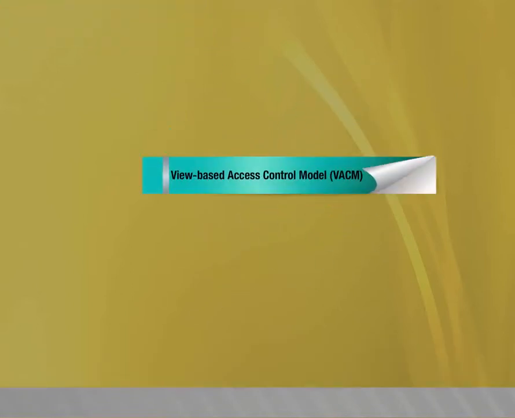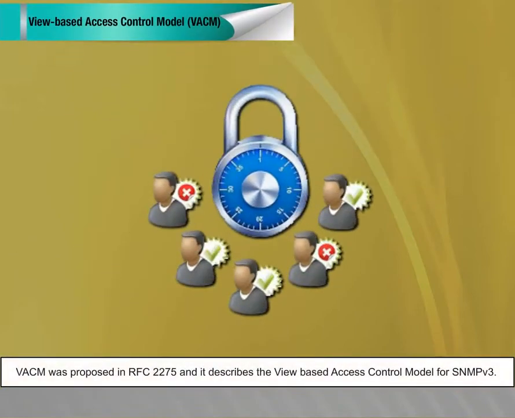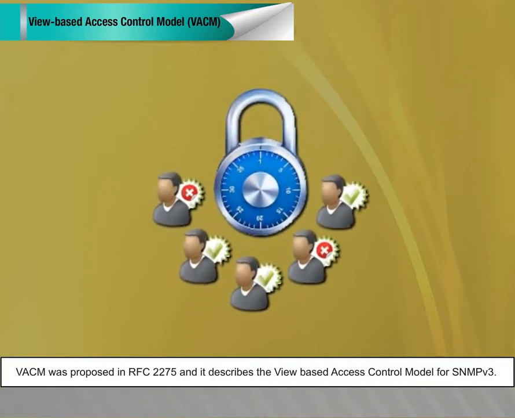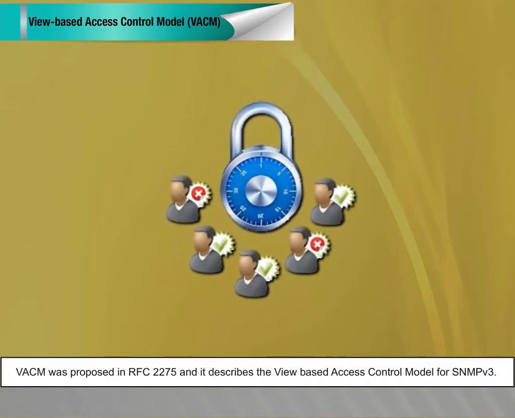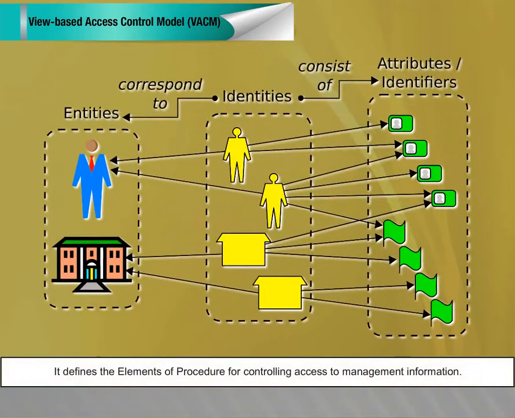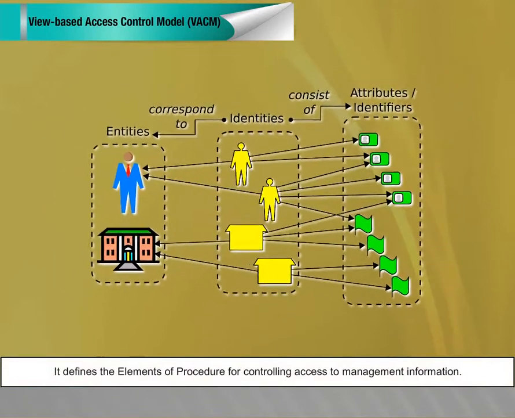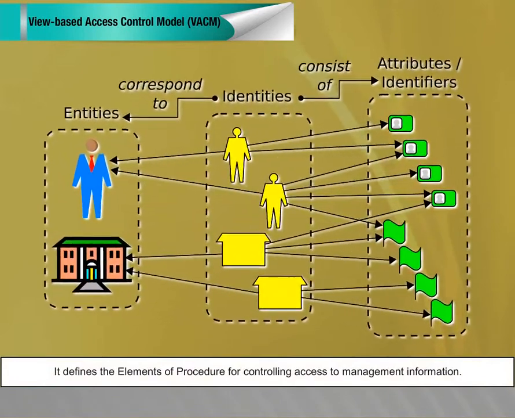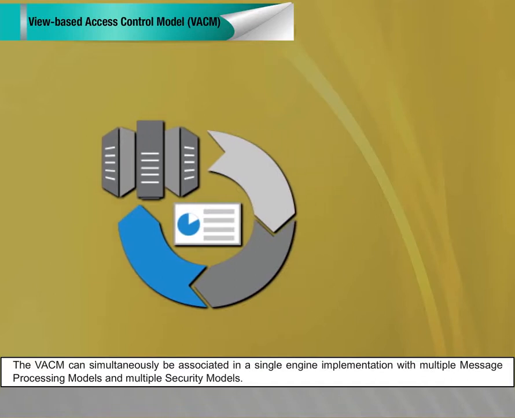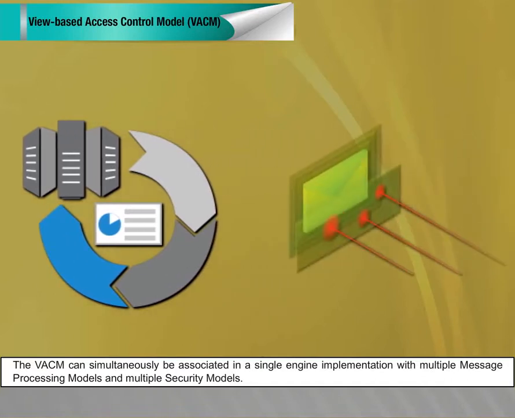View-based access control model, VACM. VACM was proposed in RFC 2275 and it describes a view-based access control model for SNMP v3. It defines the elements of procedure for controlling access to management information. The VACM can simultaneously be associated in a single engine implementation with multiple message processing models and multiple security models.